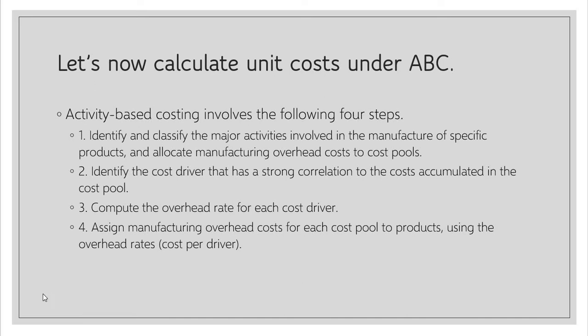Okay, so ito yon. So, ABC costing involves the following four steps. You have to consider the four. Number one, identify, classify, and allocate overhead to cost pools. Diba? Sabi nga natin, products consume activities, activities consume resources. Okay, so number two, identify the cost driver. Three, compute. And four, assign.